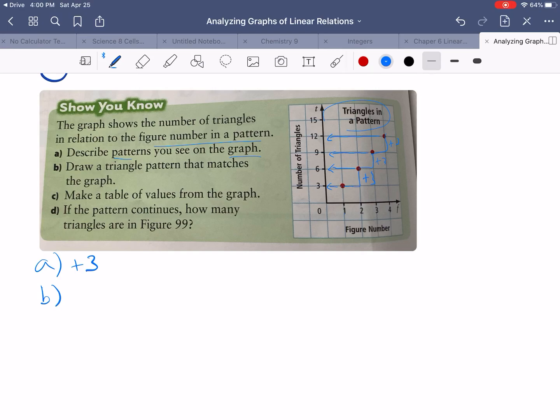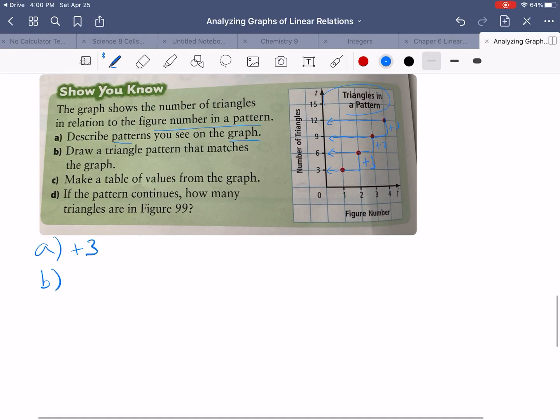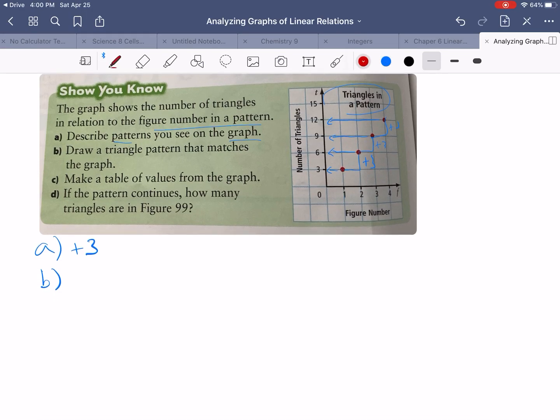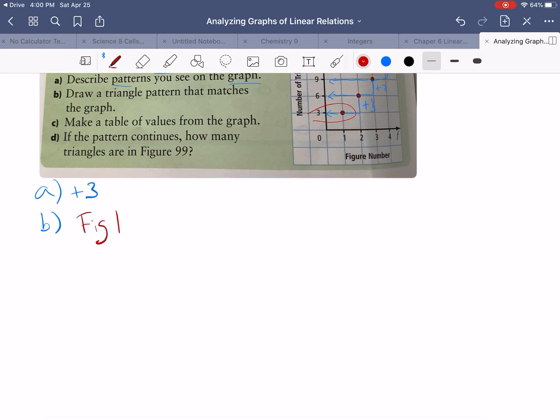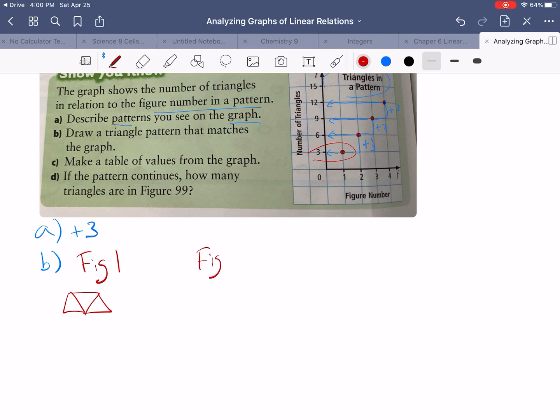Draw a triangle pattern that matches the graph. Okay, so it wants me to actually draw the pattern here, and this is kind of weird, but it's just basically saying that in figure 1, we're going to have 3 triangles. So I'm going to draw 3 triangles like this, just because I like doing it like that. In figure 2, it says that we need to have 6 triangles. So I'm going to go 1, 2, 3, 4, 5, 6.